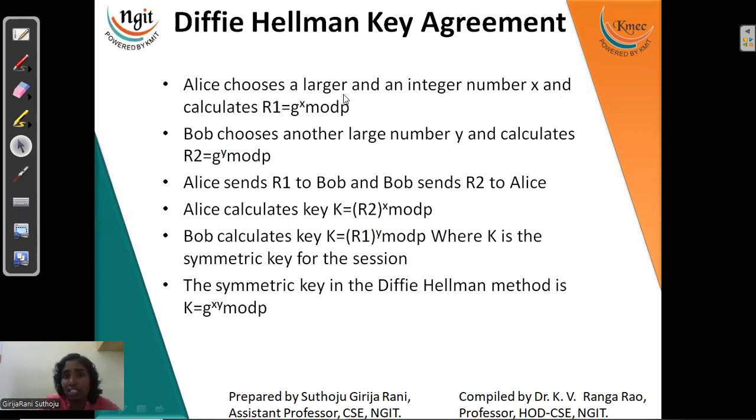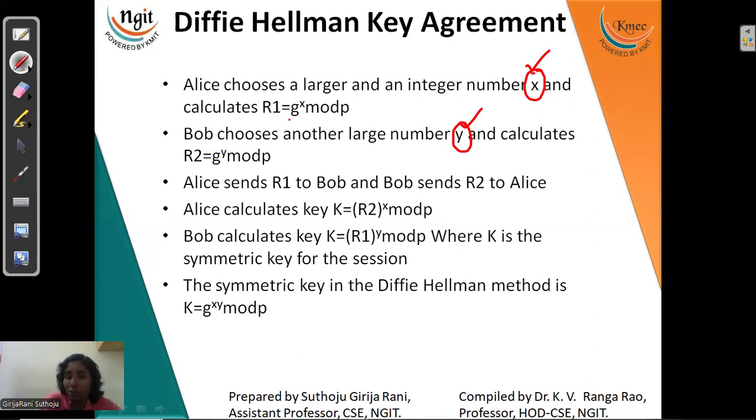Now choose a large number first, an integer. That integer will be called any number selected by the sender. Similarly, at the receiver end also, both sender and receiver must choose their own numbers x and y. So x is chosen at Alice's side and y is chosen at Bob's side.